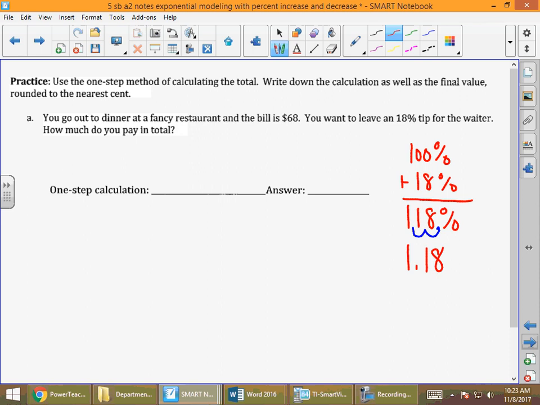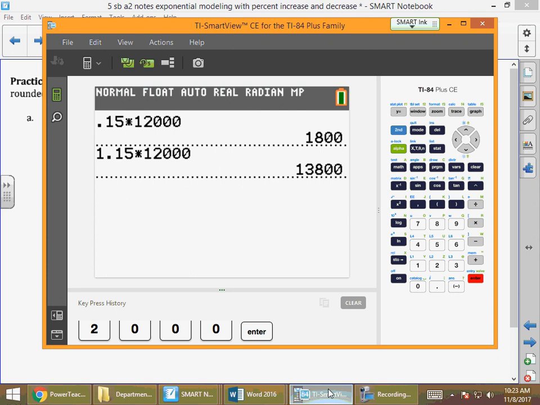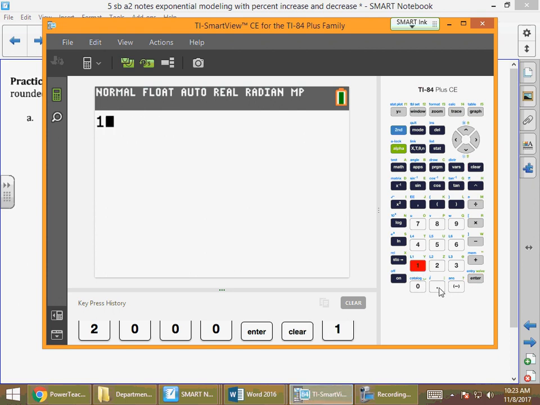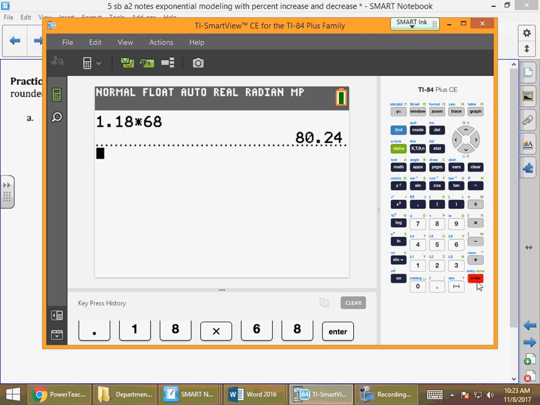1.18. Once we know that, here's our calculation. 1.18 times 68, check, and we type that in our calculator. 1.18 times 68. And our total bill now with the tip is $80.24.